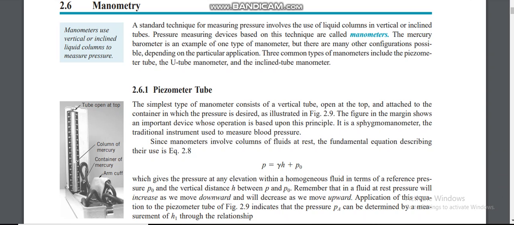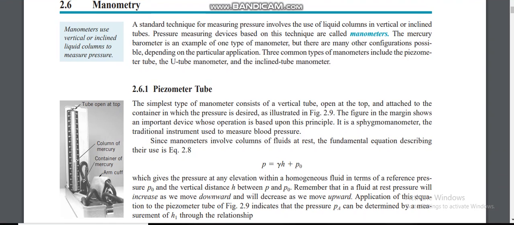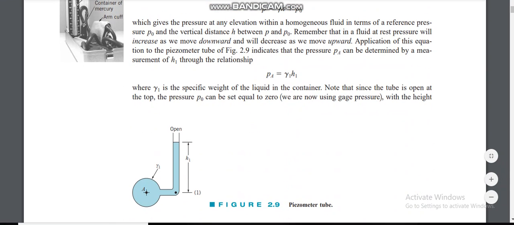First, we have the piezometer tube. Piezometer tube, you can see on the left side that here is a piezometer tube, and normally we can use these manometers in our real life in various disciplines, such as this blood pressure measuring device. Then we have this one.